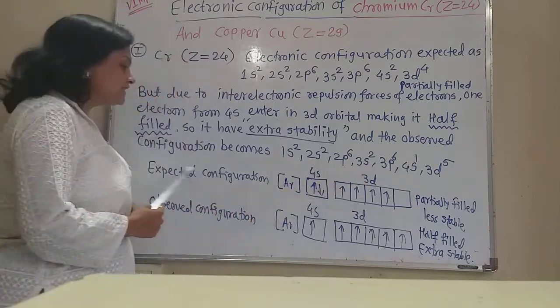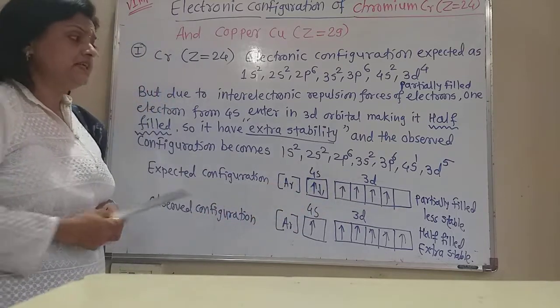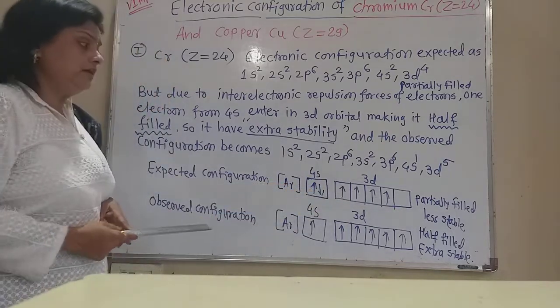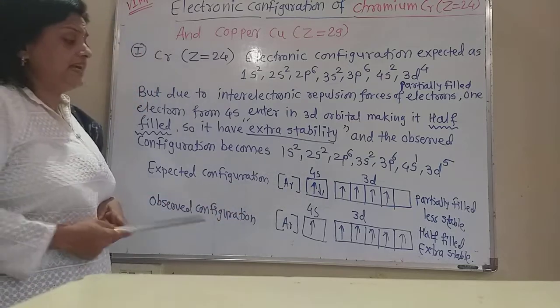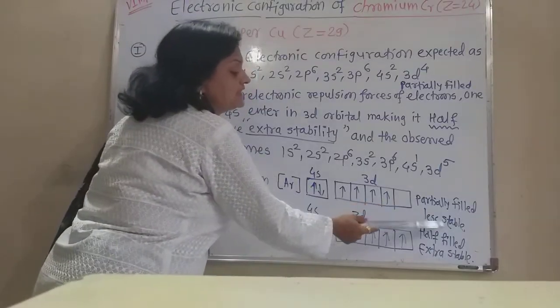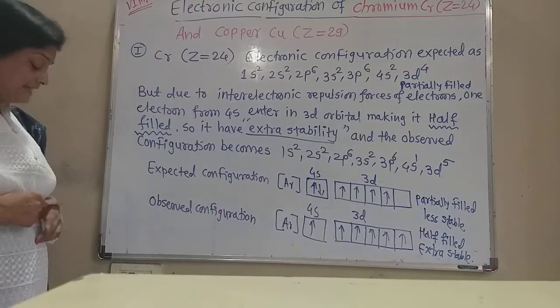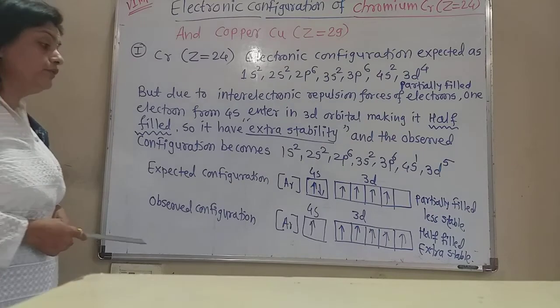Now this is the expected configuration. See, one orbital in the 3d is empty here and 4s is completely filled. As it is empty, it is called a partially filled orbital. This is a less stable orbital. But in the observed configuration, what is actually there?